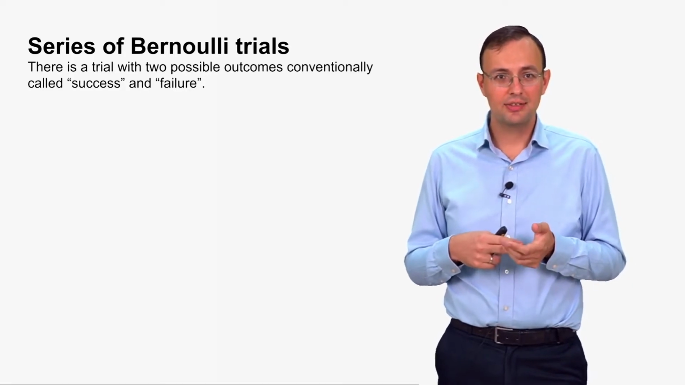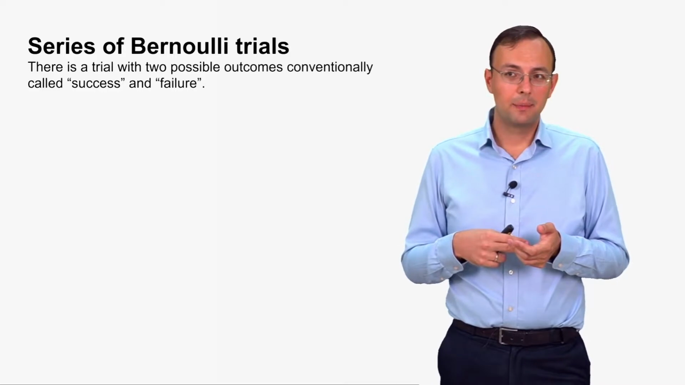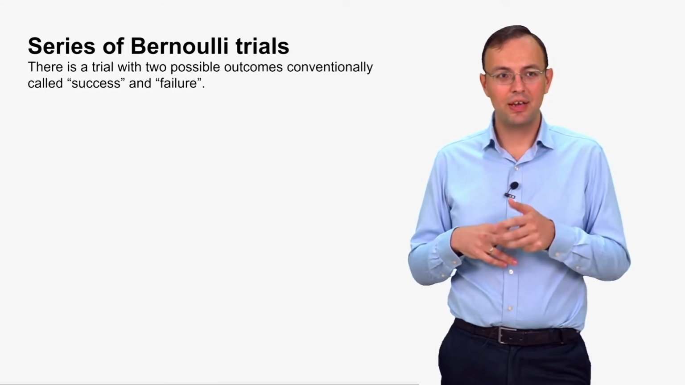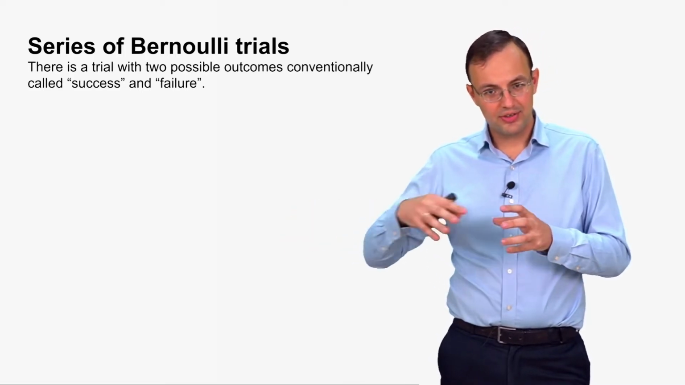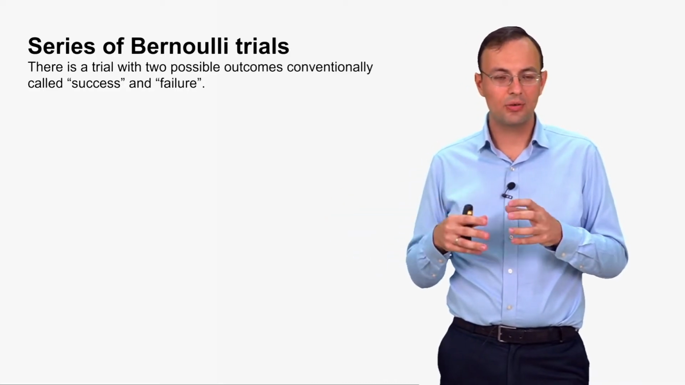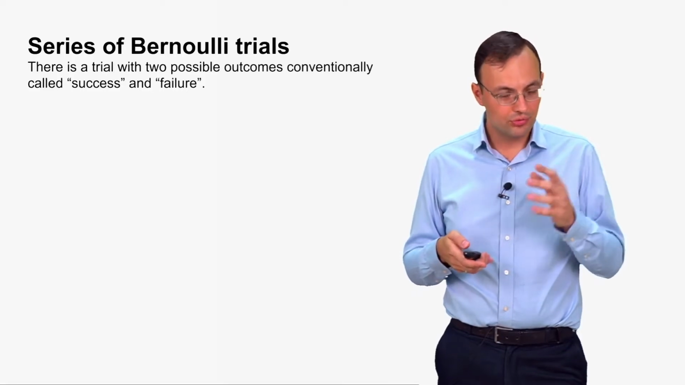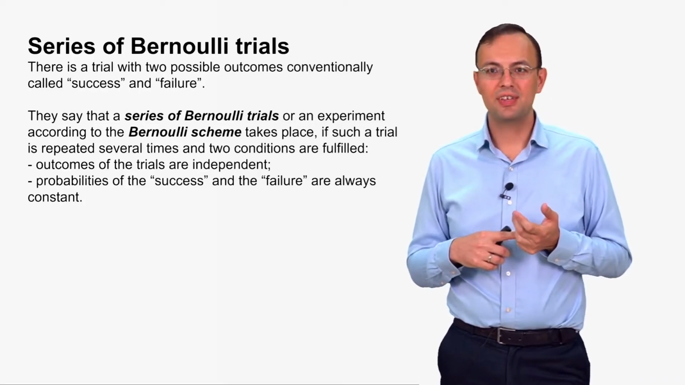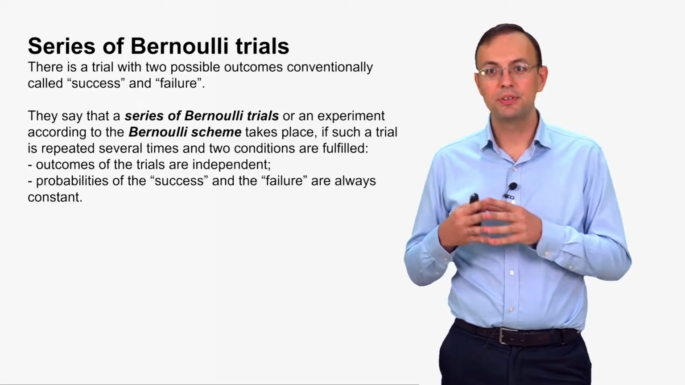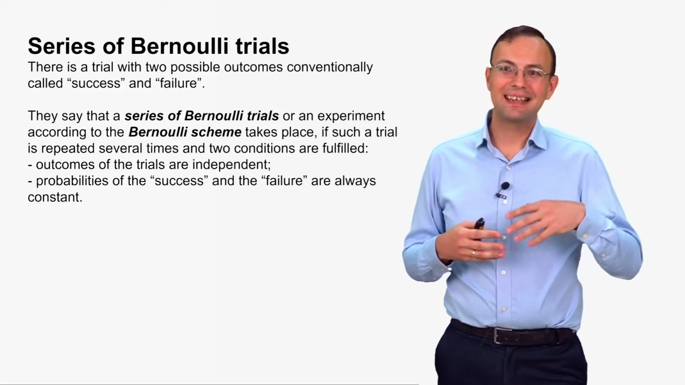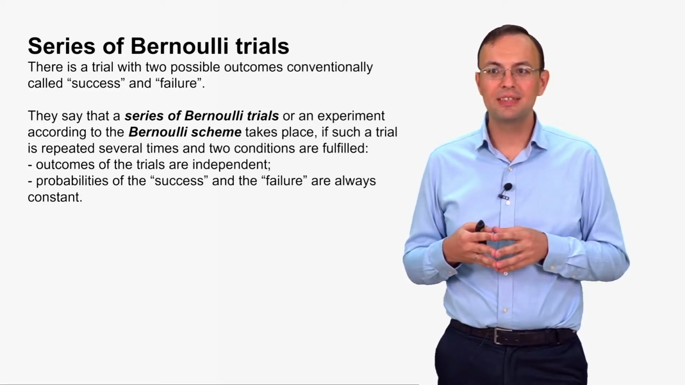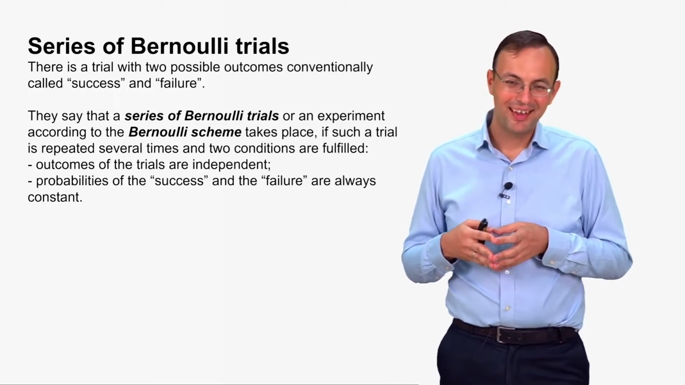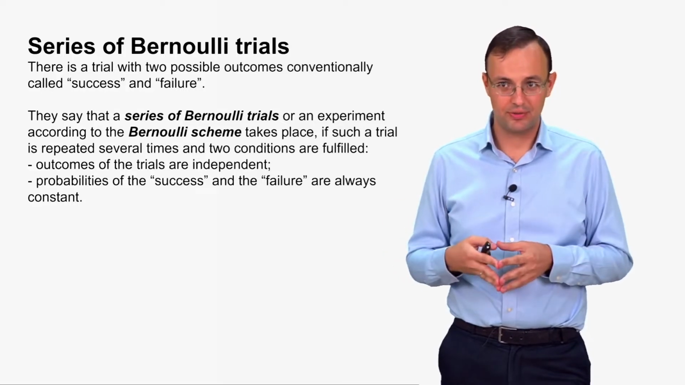And the second condition is that probabilities of these outcomes, probability of success and failure, are constant during this series of trials. So probabilities of success and a failure do not change. If these two conditions are fulfilled, we call this a series of Bernoulli trials, or Bernoulli series of trials, or an experiment done according to the Bernoulli scheme. So we use the name of Bernoulli to describe this situation.